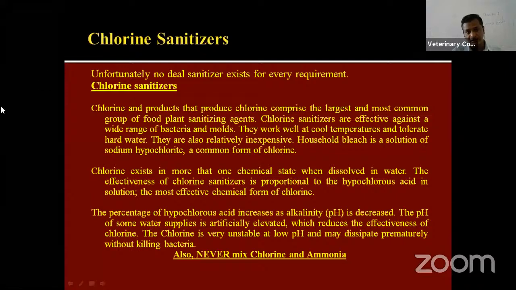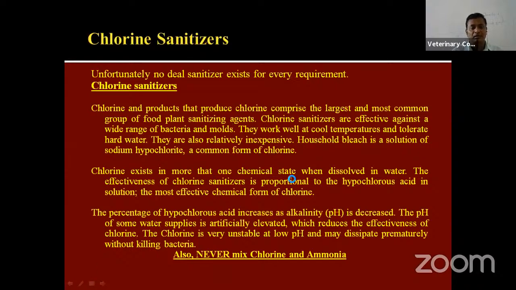There is a detailed discussion on chlorine sanitization that we'll cover a little later when we deal with water. But at this point, we just need to understand that chlorine and ammonia should not be mixed together. That's the rule in the dairy industry, or any food industry for that matter.